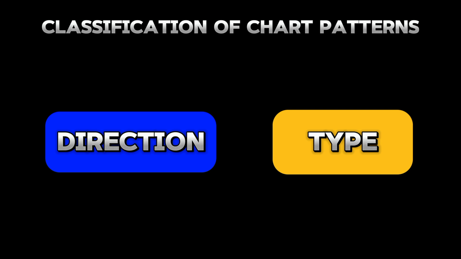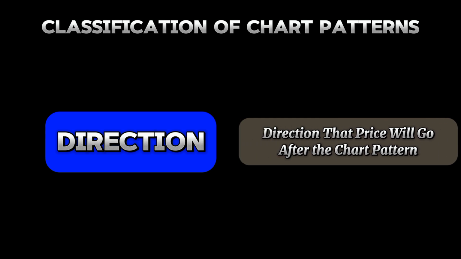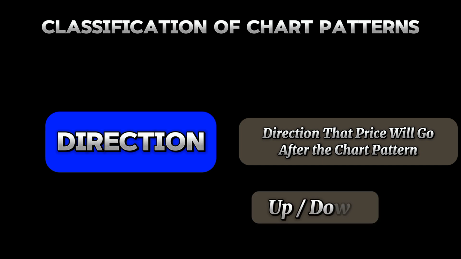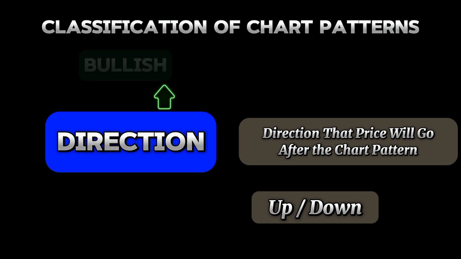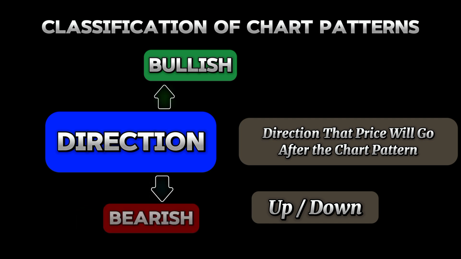The chart patterns are classified by direction and type. We begin by studying the first classification, which is the direction of the chart pattern. The direction classification relates to the direction that price is supposed to go after the pattern. And since we are talking about price charts, there are only two directions that price can go. It can either go up or go down after the pattern. When the pattern implies that the price will go up after the pattern, we call that pattern a bullish pattern. And when the pattern suggests that the price will go down after the pattern, we call that pattern a bearish chart pattern.